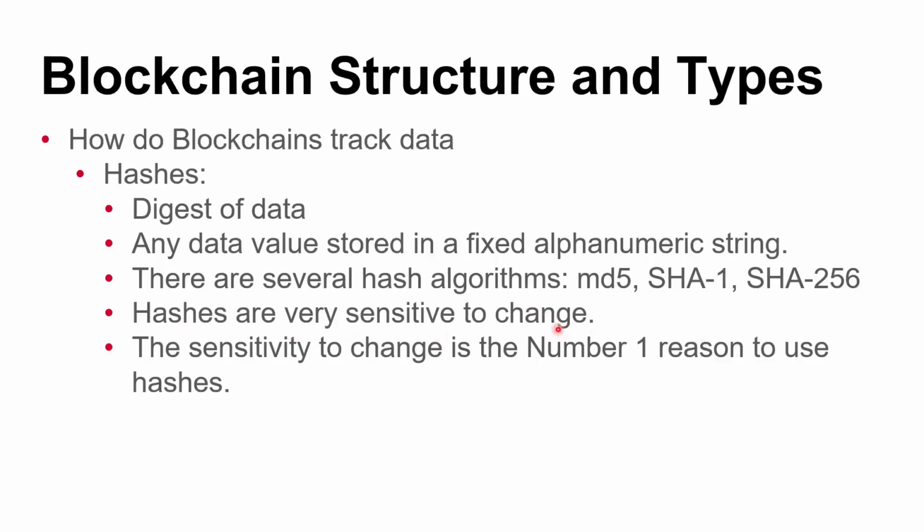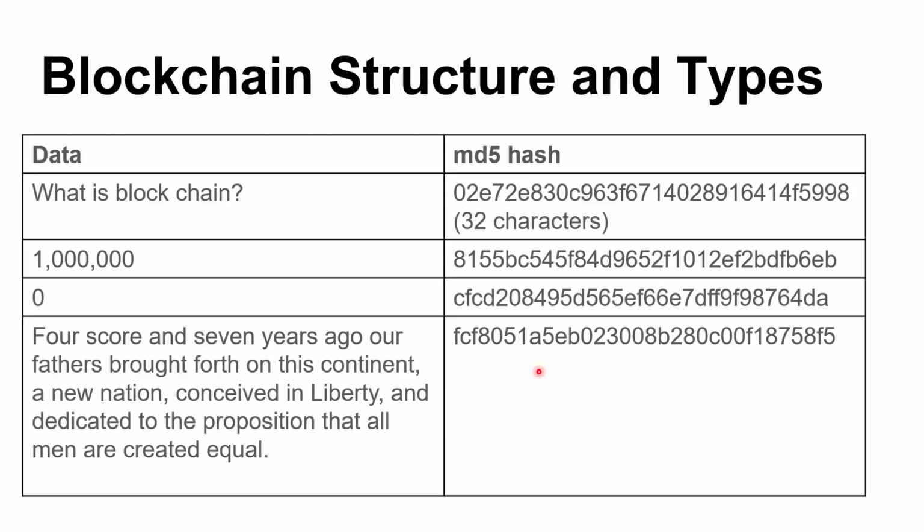Hashes are very sensitive to changes. The sensitivity to the change is the number one reason to use hashes in a blockchain, because if we detect a change in the hash, we know that some data has changed in the blockchain. Therefore, we know that that node has problems or has been tampered with. Then we can take action to overwrite that bad node with the data from an unaffected node.